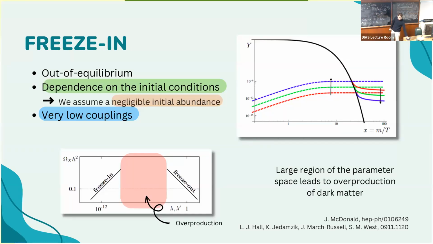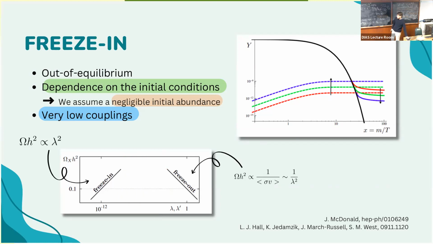Right. So can you go back two slides? Yeah. You had these curly lines referring to that one. Yeah. So in freezing, the abundance is proportional to coupling squared. In freeze out, it's not over lambda squared. Yeah, that's a very good distinction.